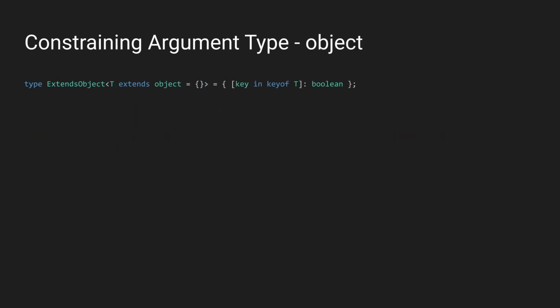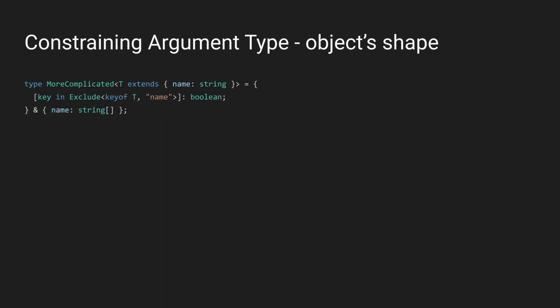Another example shows how we can limit template arguments to only objects. We use extends object to do so. As you can see, we also provide an empty object type as default type. Notice that we can now safely use key in keyof T, as T will be some kind of object. This is why we sometimes want to create limitations on the arguments passed to templates. Often only some specific types will make sense to be passed.